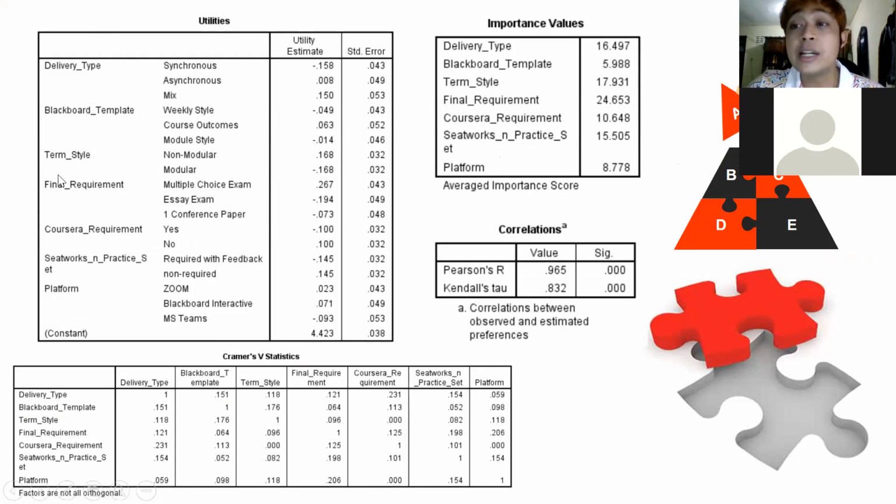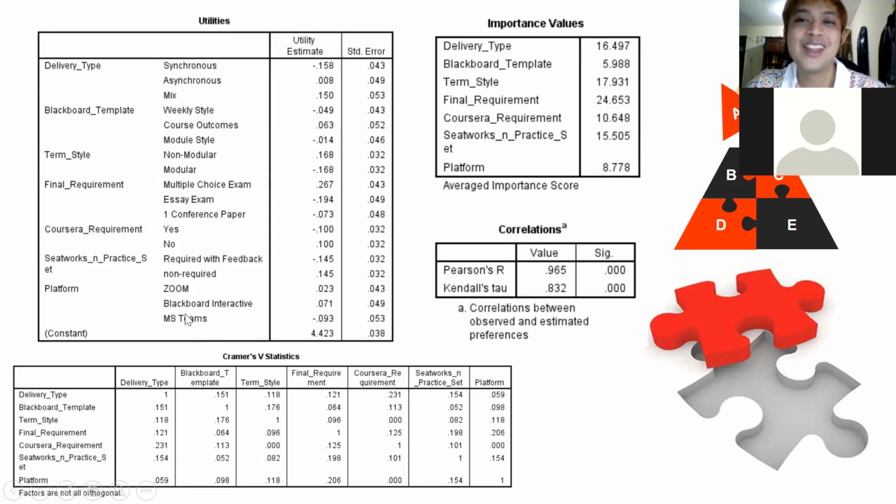And then the final requirement is either the multiple choice exam, the essay exam, or one conference paper. Then the Coursera requirement is either yes or no, and the seat work with feedback is either required or not required. And then the platform, I have Zoom, Blackboard Interactive, and MS Teams.